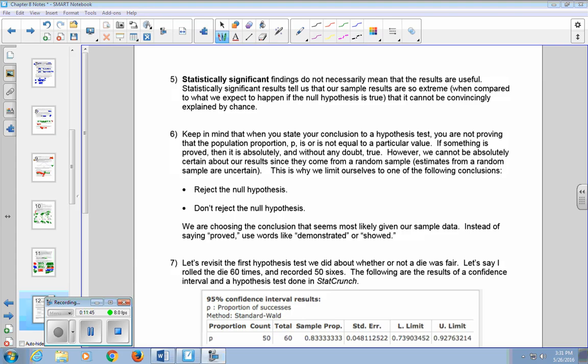And our two choices are that we reject the null hypothesis or we don't reject the null hypothesis. So we're choosing the conclusion that seems most likely given our sample data. Instead of saying proved, use words like demonstrated or showed.